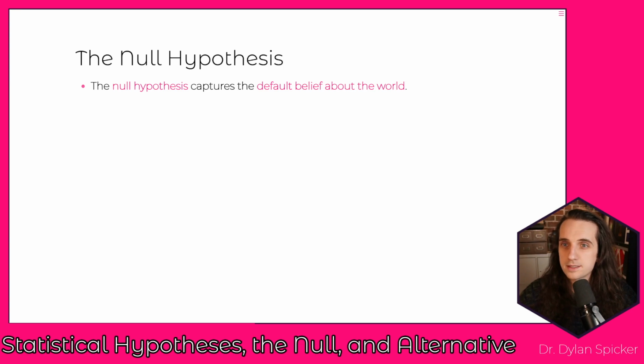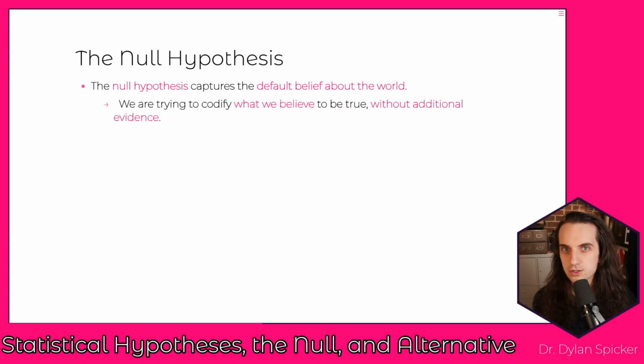Well, the null hypothesis captures our default belief about the world. It's supposed to represent what we think is actually going on. The idea is that somehow we're capturing the underlying truth with the null hypothesis. It's kind of a boring hypothesis in some sense, right? So we're trying to codify what we believe to be true, and specifically what we would believe to be true if we didn't have any additional evidence, right?